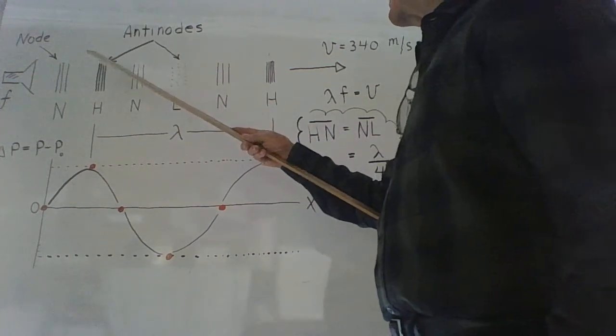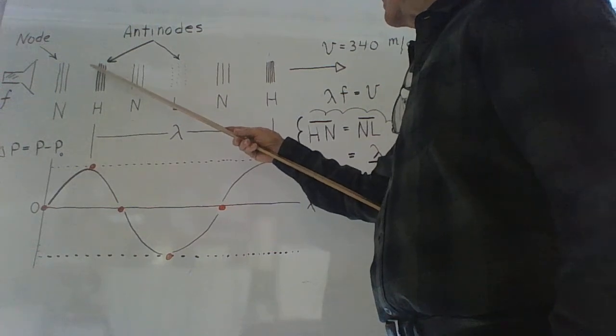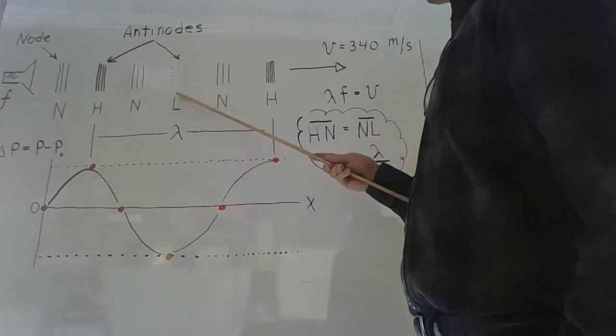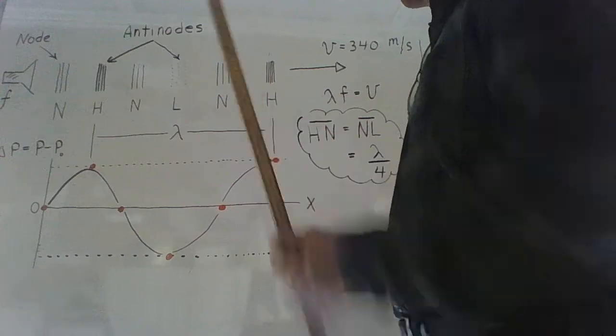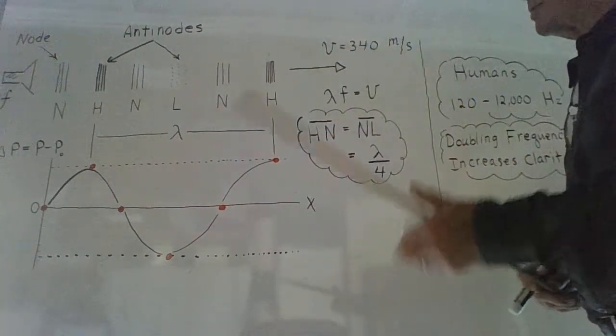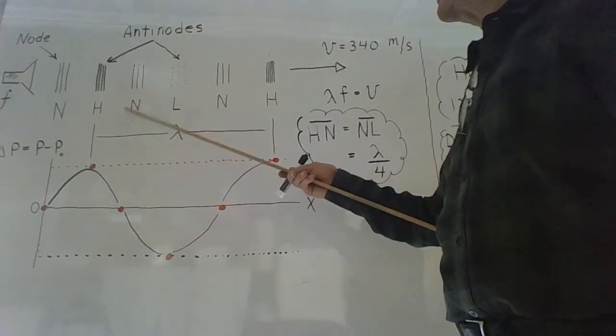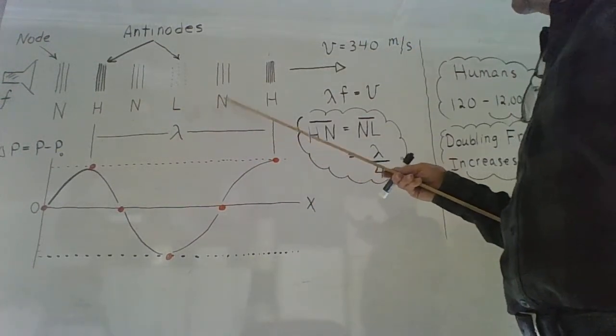These places where there is an extreme behavior, higher than normal air pressure or lower than normal air pressure, are called antinodes. Places where there is no variation from normal are called nodes. There's a node, there's another one, yet another one.